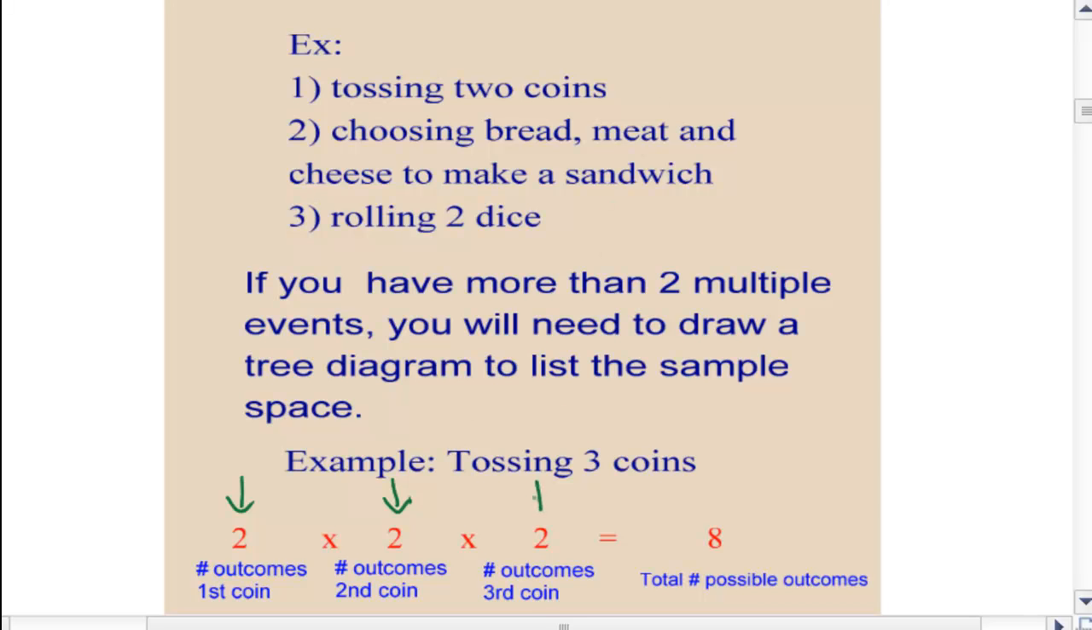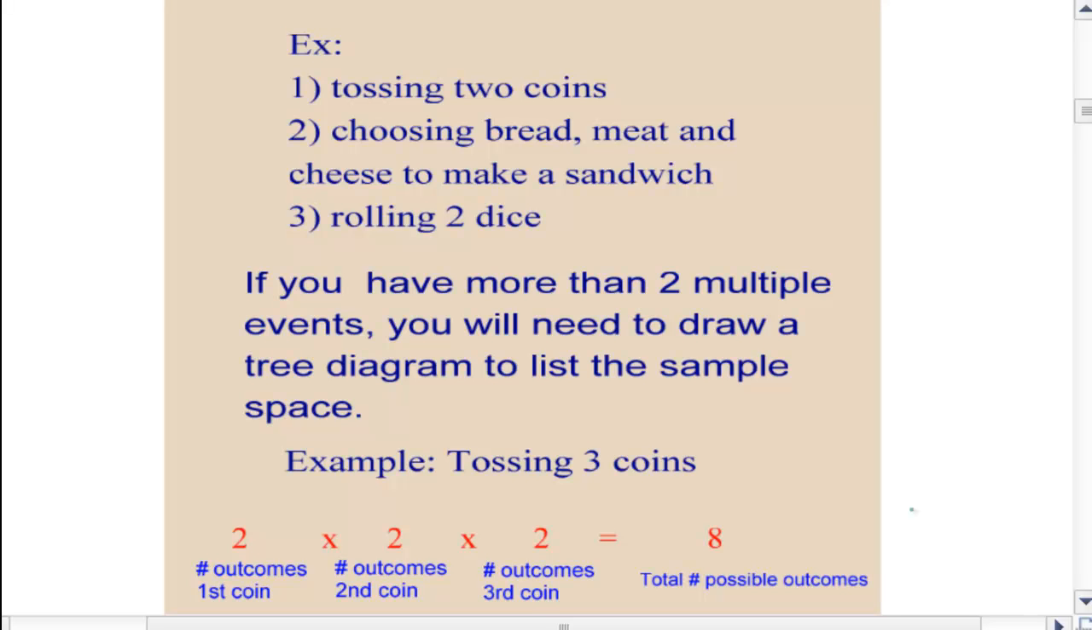In this case, we actually have 3 events. In this example, we're tossing 3 coins, and we want to know the total number of possible outcomes. There are 2 outcomes for the first coin, heads or tails. There are 2 outcomes for the second coin, and 2 outcomes for the third coin. So we multiply the number of outcomes for each, 2 times 2 times 2, and that gives us the total number of possible outcomes, which in this case is 8.